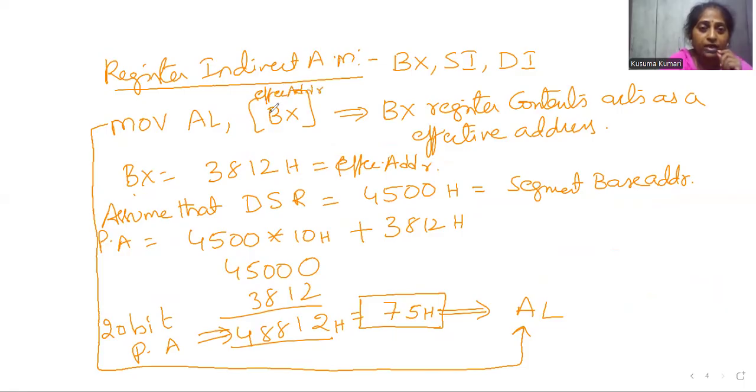The effective address is available in one of the registers. It is not directly mentioned in the instruction. That's why it is called the register indirect addressing mode.